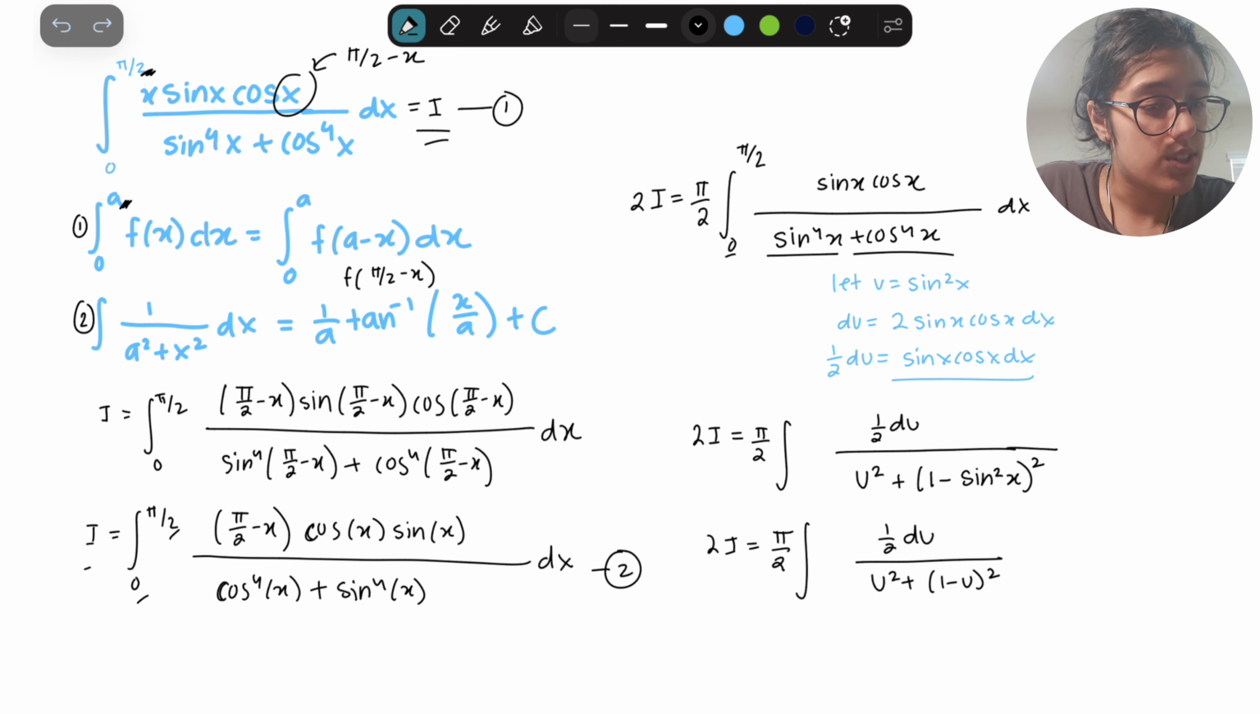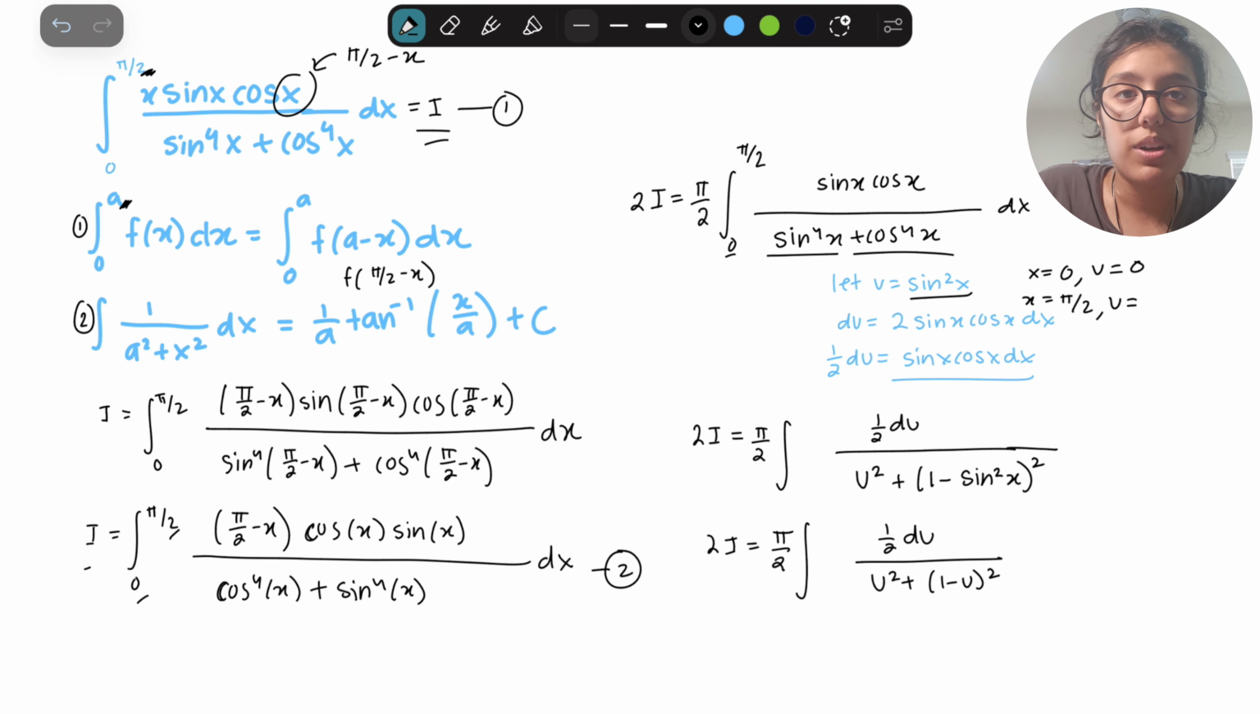So in order to do that, I know that when x is equal to the lower bound, which is 0, u is equal to sine squared of 0, which is just 0. And we're going to do the same thing for the upper bound. When x is equal to pi over 2, then u is equal to sine squared of pi over 2, which is just 1. So our new bounds are going to be 0 and 1.